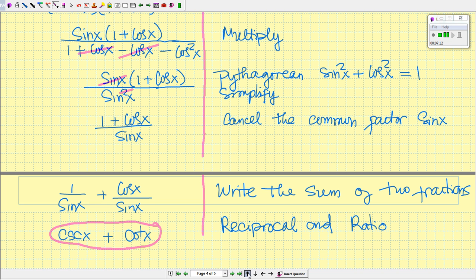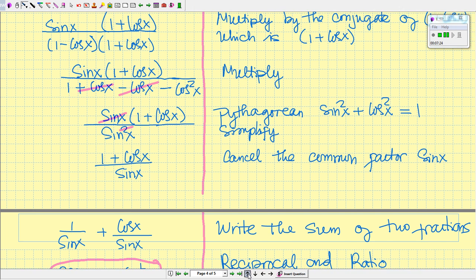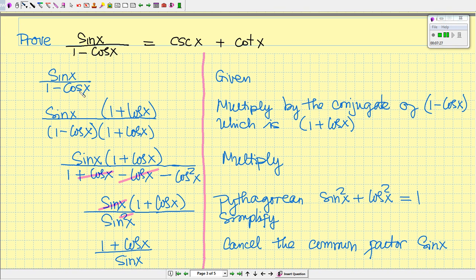So again, let's go back and compare with the right hand side and my cotangent. I'm going to fix it to make sure it looks nice. Okay. So let's go back and look at, you see right here that we have cosecant x plus cotangent x, which is exactly the same as the right hand side that we have here.